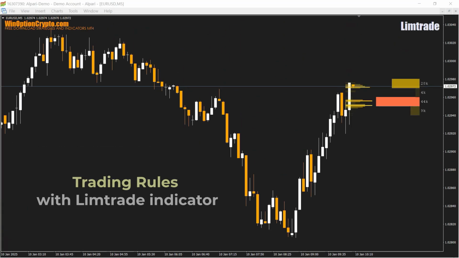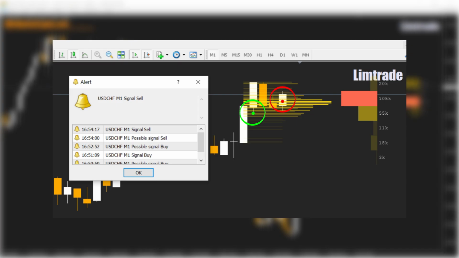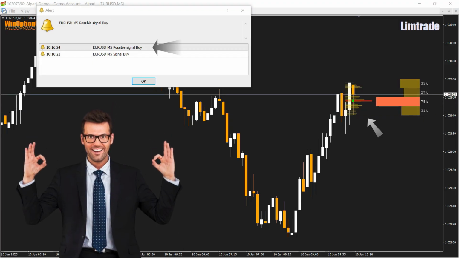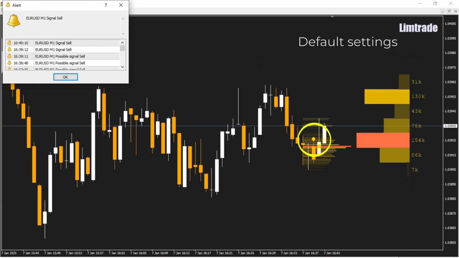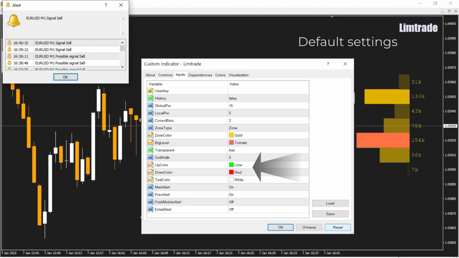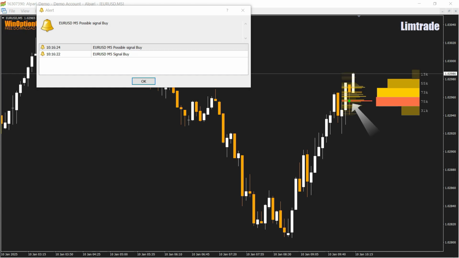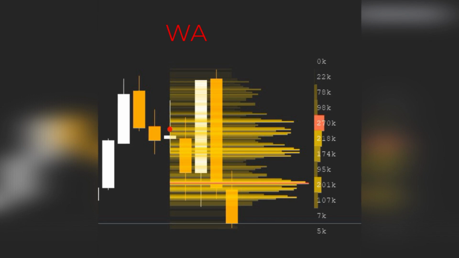Well, it's time to dive into the rules of trading using the Limtrade indicator. It generates signals by tracking the volumes of buy and sell orders, and when a large local volume level appears, it gives a signal, marking it with a dot on the chart depending on which side the price has approached it from. By default, all signals are marked with a yellow dot, and if you have changed the parameters, as mentioned above, it will be clearly visible which signal and how to react to it.